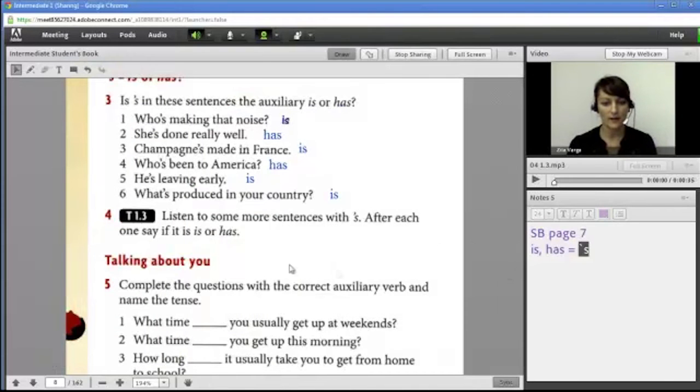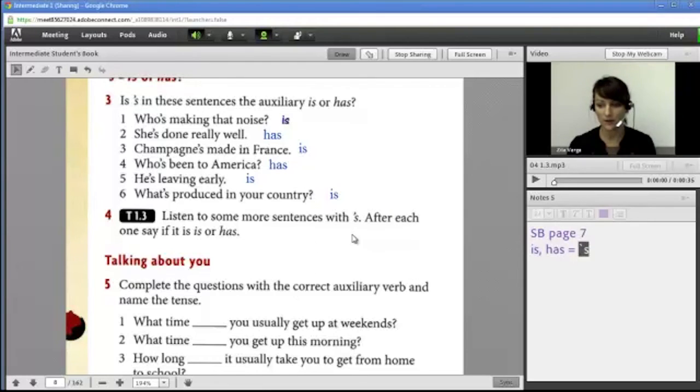Right, so let's look at the answers. She's done really well. She has done really well. Champagne's made in France. Champagne is made in France. Passive sentence. Who's been to America? Who has been to America? He's leaving early. He is leaving early. Present continuous. What's produced in your country? What is produced in your country? Well done, everyone. And now we're going to listen to some more sentences.